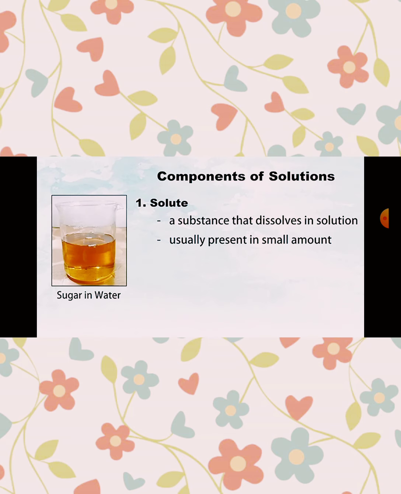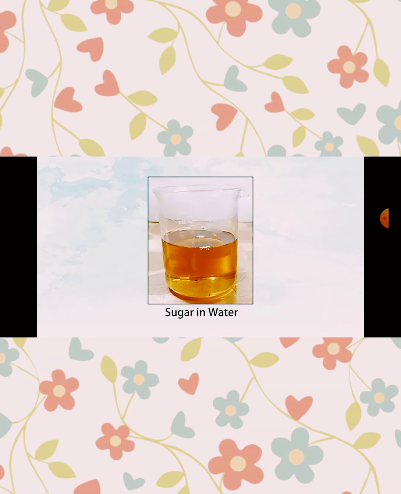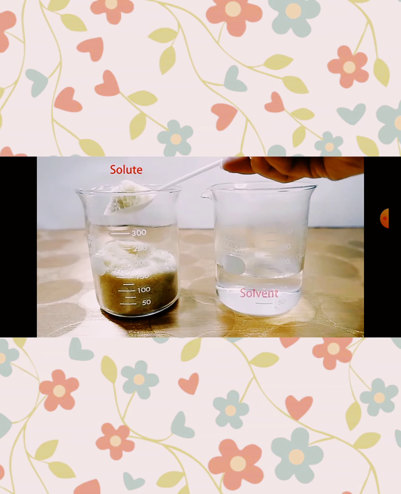Now, let's talk about the solvent. Solvent is a substance that dissolves a solute. It is usually present in greater amount. The solvent in this solution is water because water dissolves sugar and is usually present in greater amounts.